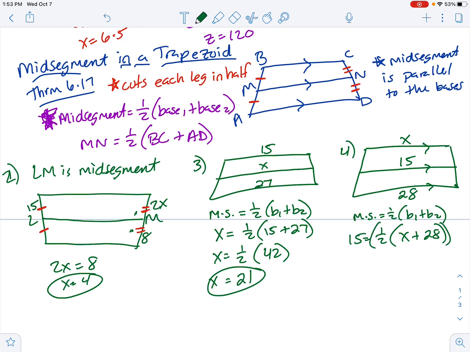All right, to solve for x, we needed to get rid of the 1/2, so I'm going to multiply both sides by 2. And then I'm going to subtract that 28 over to get x equals 2. So that other base would be 2.